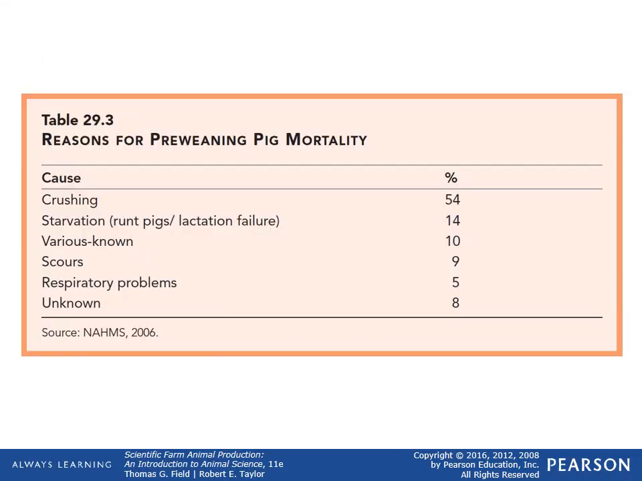So here's some reasons for pre-weaning pig mortality, and notice of all the causes of pig deaths, over half of them are still just crushing, and this is 2006 data. 14% due to lactation failure or runt pigs that starved to death. There's a 10% that's known problems that go in a variety, about 10% again for scours, just 5% for respiratory.